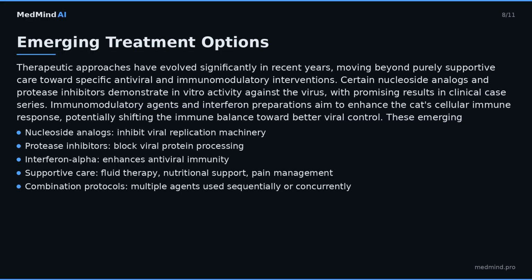Key points: nucleoside analogues inhibit viral replication machinery. Protease inhibitors block viral protein processing. Interferon alpha enhances antiviral immunity. Supportive care, fluid therapy, nutritional support, pain management.